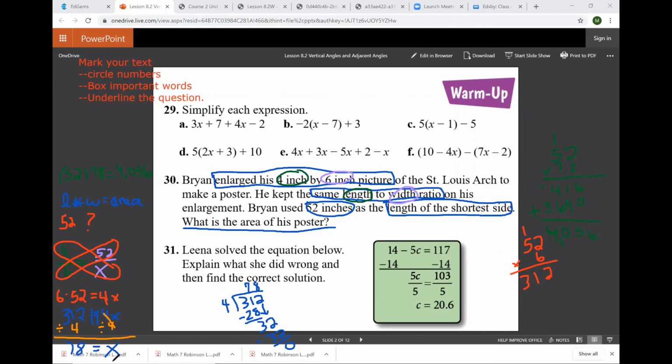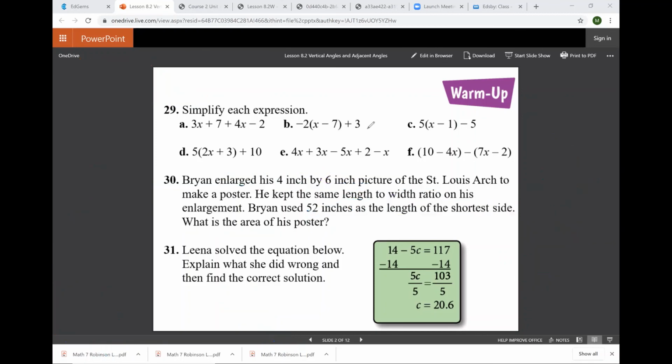Okay, so now that I know what X is, instead of this question mark, you could have put W, or you could have put whatever variable, but that was the thing I didn't know. All right, so there's one more warm-up question. I'm going to clear all my drawings. Leanna solved the equation below. Explain what she did wrong and then find the correct solution.